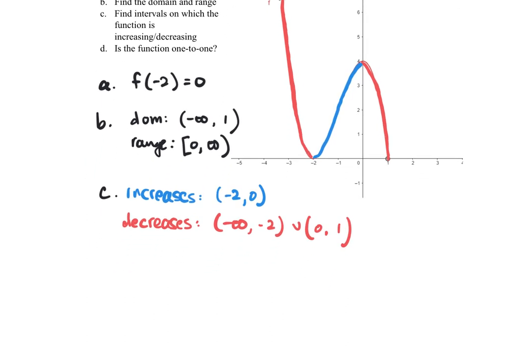Now for part D, is the function 1 to 1. Remember, there's a test if you have a graph. It's the horizontal line test. The graph fails the horizontal line test right here. The function is not 1 to 1.